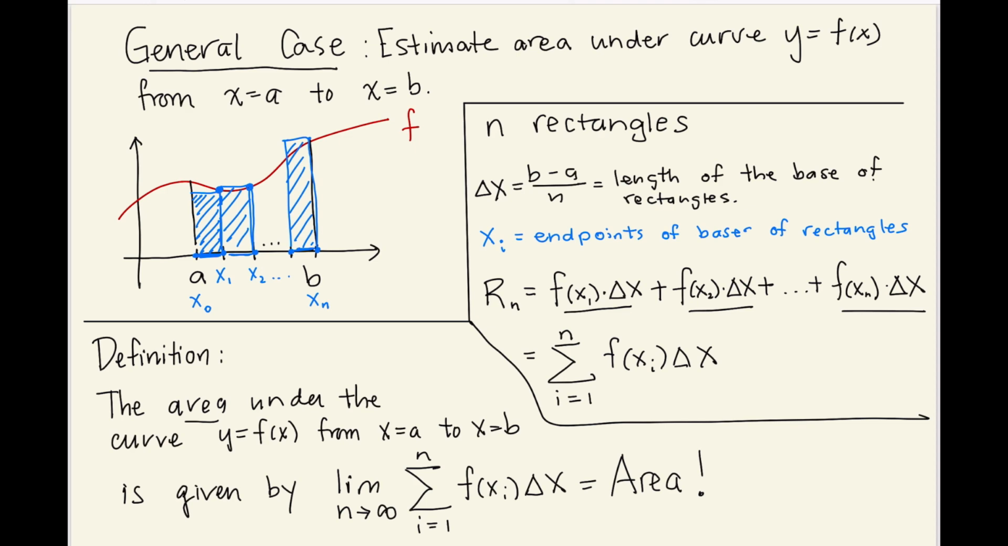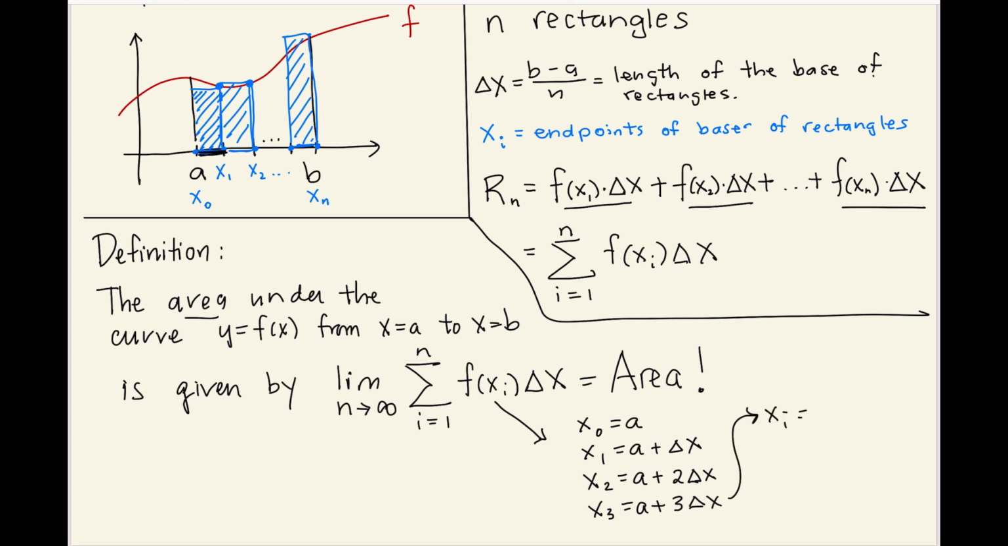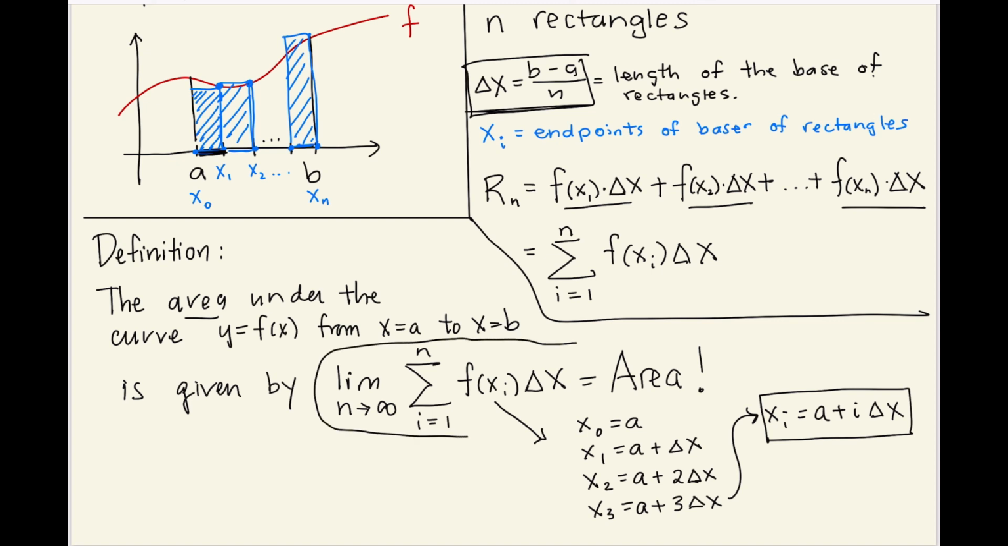One other thing I want to point out is that when you actually go to calculate this area, you might be interested in how to calculate xi. Notice that x naught is just a, x1 is just a plus delta x. To get x2, I just add another copy of delta x. And to get x3, I add yet another copy of delta x as we move along the x-axis. So xi is equal to a plus i times delta x. This gives you an expression for xi, and we have an expression up here for delta x, which allows you to always find an expression for this area.